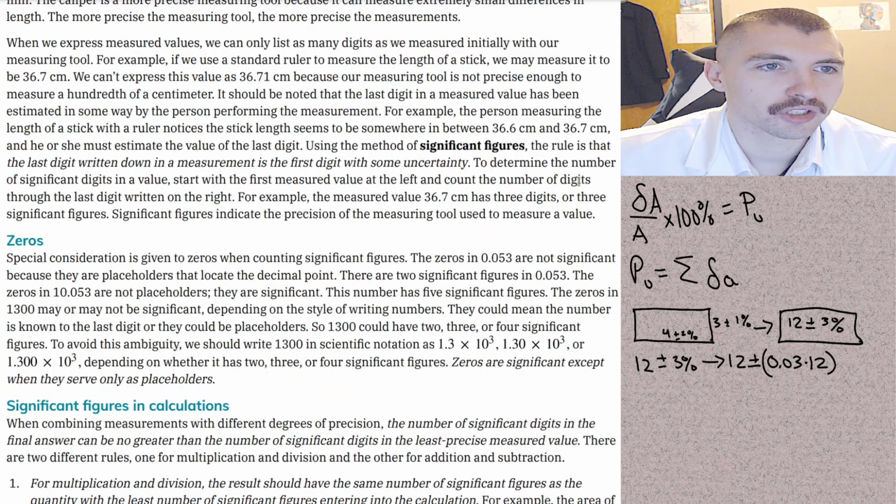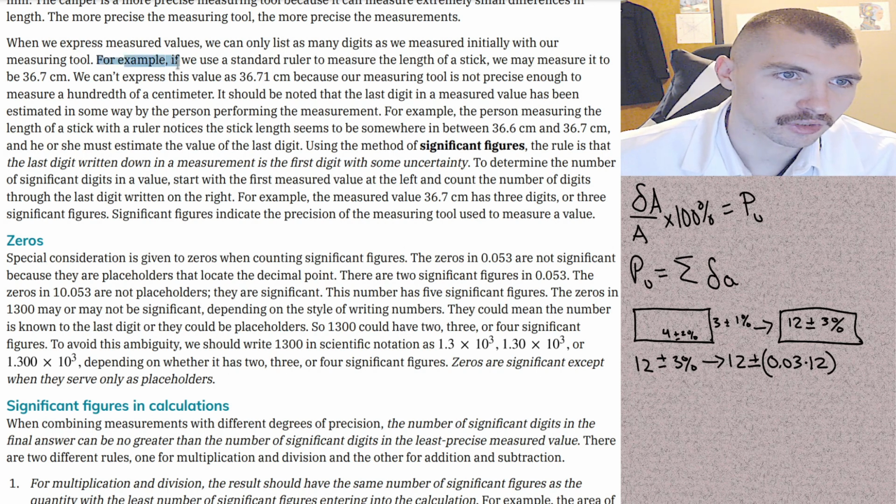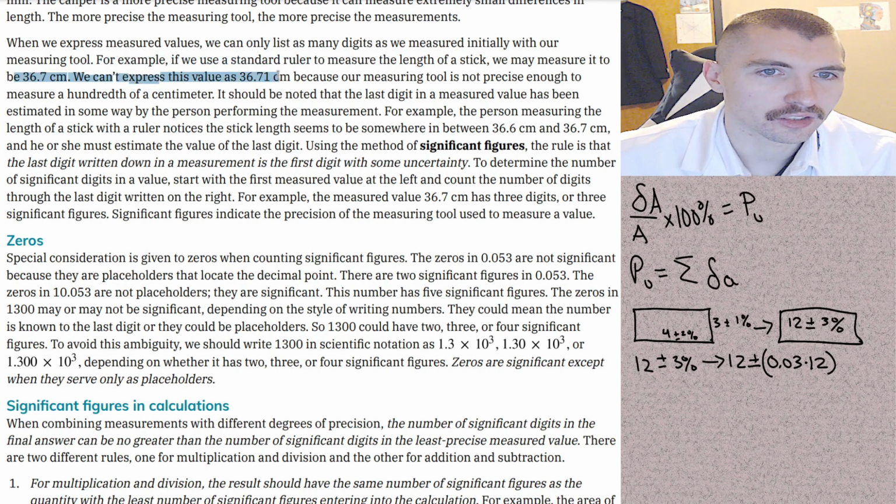When we express measured values, we can only list as many digits as we measure initially with our measuring tool. Okay, so if you have an accuracy of 0.01, you can't get 0.0001 with accuracy. So he's basically restating this. Cannot get this because our measurements were not precise enough to measure those smaller values.